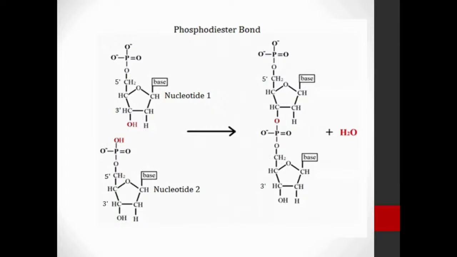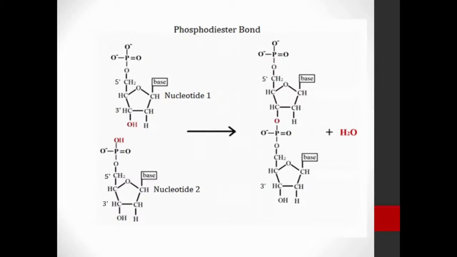Now see the alignment of the first nucleotide. This is the 5' position of the first nucleotide with a phosphate group, and this is the 3' position with a hydroxyl group. And the second nucleotide is also aligned in a similar way. This is the 5' position with a phosphate group, and this is the 3' position with a hydroxyl group.